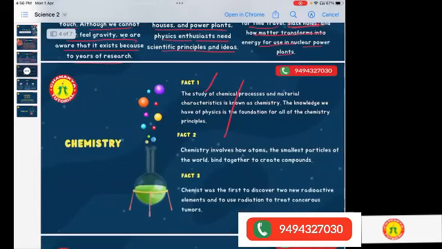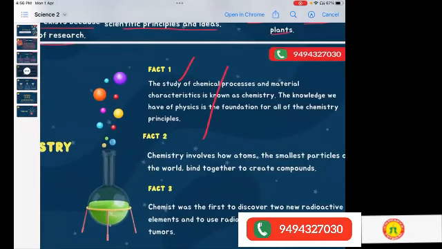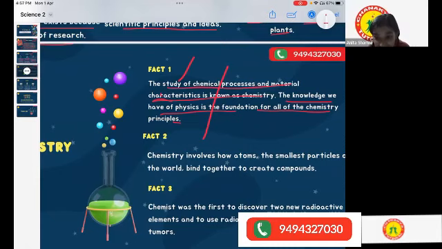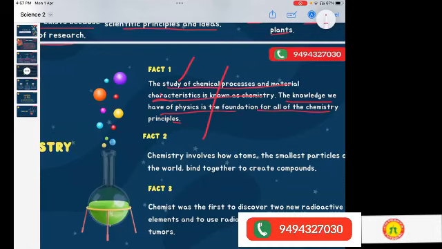Fine. Now coming to the second category, which is chemistry. Chemistry basically includes chemical things. The study of chemical processes and materials is known as chemistry. The knowledge we have of physics is the foundation for all the chemistry principles. So if we want to understand chemistry, before that, what should we do? We should learn physics, because physics is the base and chemistry is the next step of it. Clear?